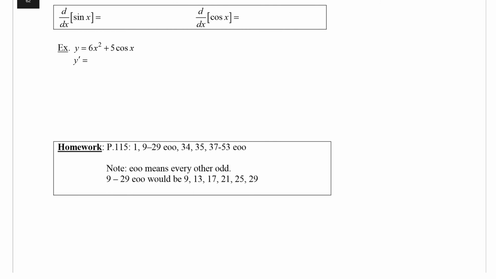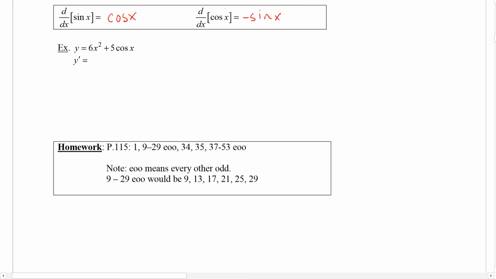Now we have two more derivatives that I need to tell you. In this video, I'm only going to tell you what the derivatives are, and then I'll show you another video that is the proof of why the derivatives of these trig functions are what they are. The derivative of sine x is cosine x. The derivative of cosine x is negative sine x. They're almost like opposites of each other.